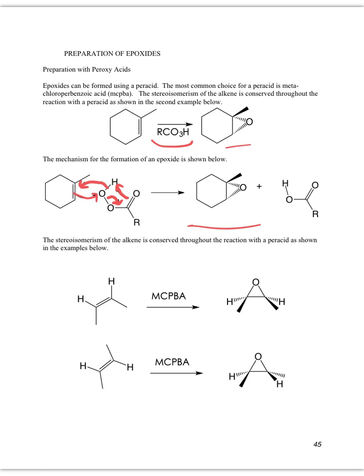So when we do this, whatever the stereochemistry is of the alkene, it is conserved in the reaction. So this is a cis-alkene. We get the 2 methyls on the same side. With the trans-alkene, the 2 methyls are on opposite sides. Whatever the stereochemistry of the alkene, it is conserved in the reaction.